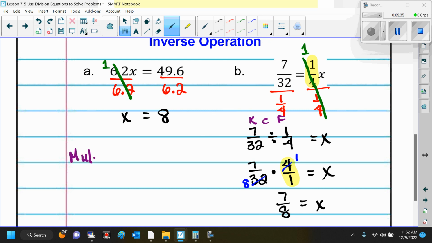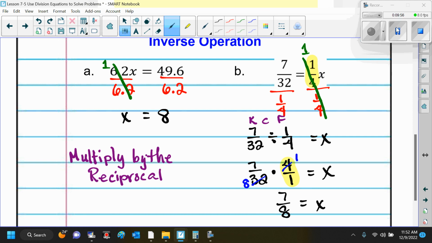Okay? Now, this is what I want you to write down. Multiply by the reciprocal. And now I'm going to show you how to show your work on that kind of problem.